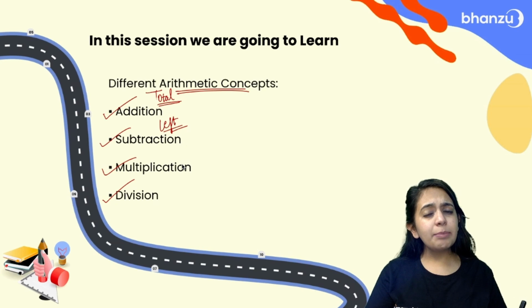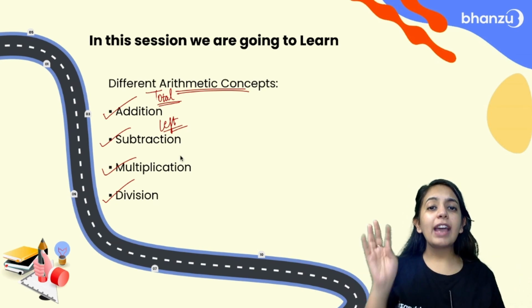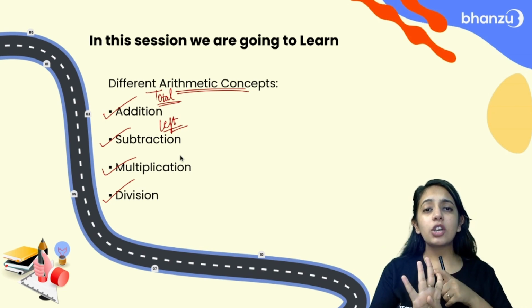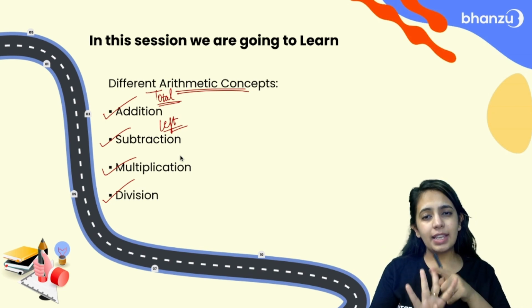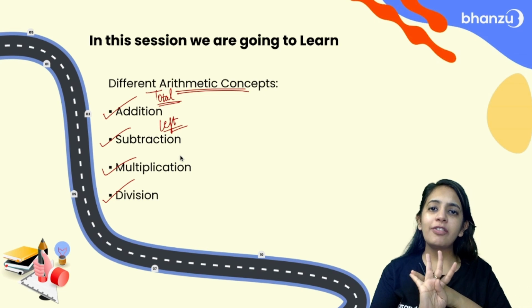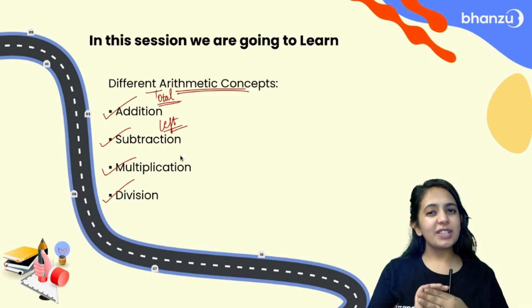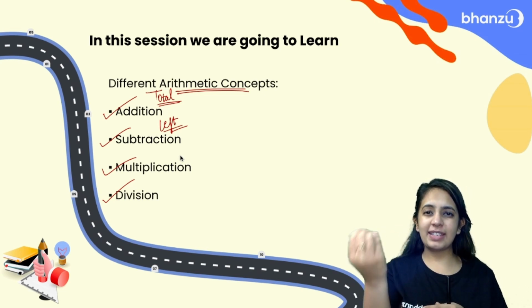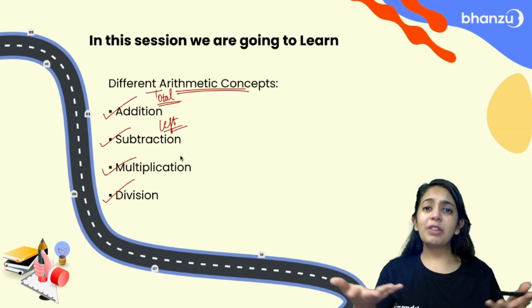Now where do we use multiplication and division? Suppose I went to the market and I want to buy 4 pens and each pen is of 10 rupees. So 10 plus 10 plus 10 plus 10 is 40 rupees. Instead of doing that, what will I do? I will multiply 4 by 10 simply. And the answer is 40 rupees.